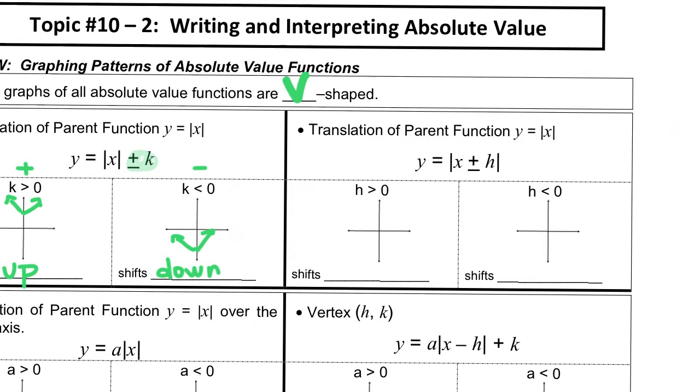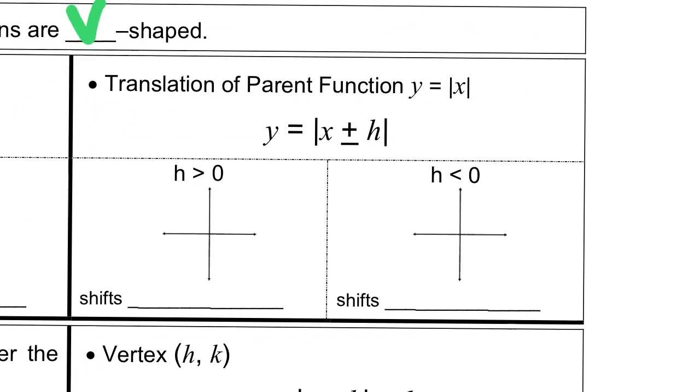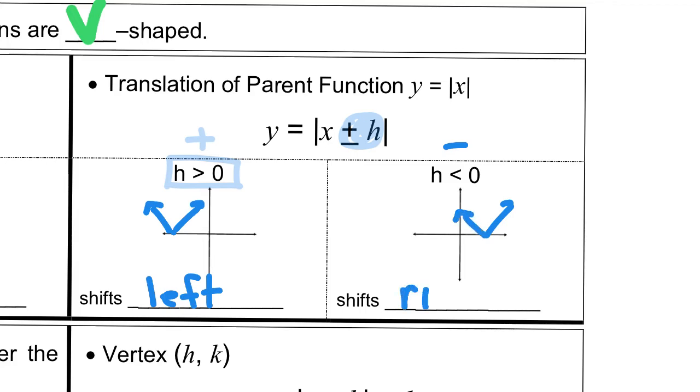Let's look at a translation to the right and to the left. Notice that if it's translating to the right or to the left, it's inside of the absolute value bars. Now if h is greater than 0, that implies that h is positive. And if h is positive, counterintuitively, it shifts to the left. So the vertex will shift to the left from the parent function. However, if h is less than 0, that's negative, and then the absolute value function would shift to the right.